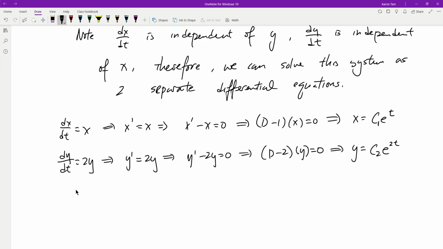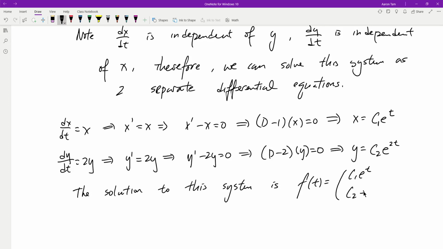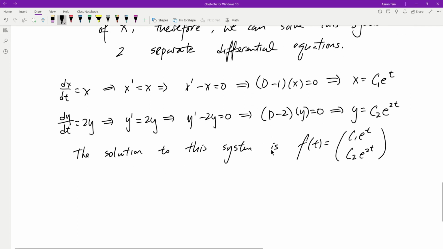So therefore, now we know what the solution is. The solution to this system is basically a function f of t equal to (c1 e to the t, c2 e to the 2t). And that is what we call the trajectory. Now, of course, because you have two unknown constants, how about if we have some kind of initial condition?